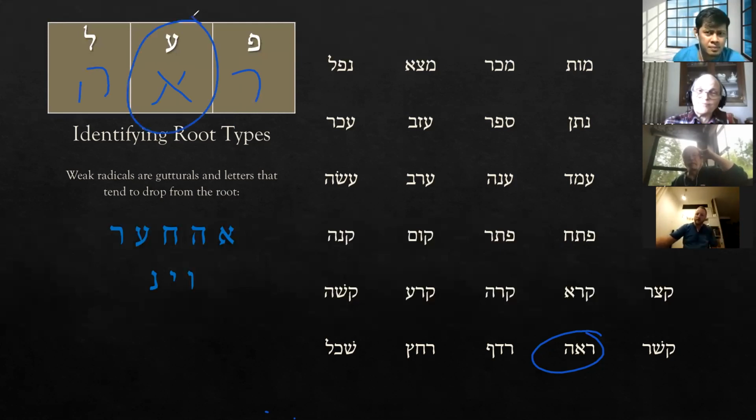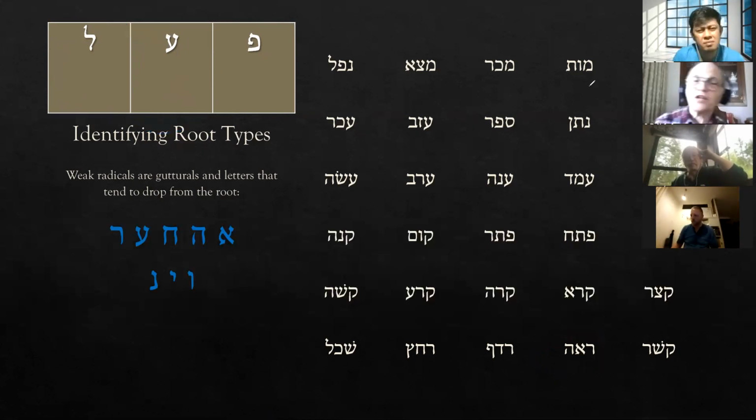Actually, the aleph in the ayin position doesn't have a lot of effect, so it's really not important. But in the third position, hay is very important. What about the resh in the pay position? It's not going to have much of an effect either. The important one is that hay in this guy.